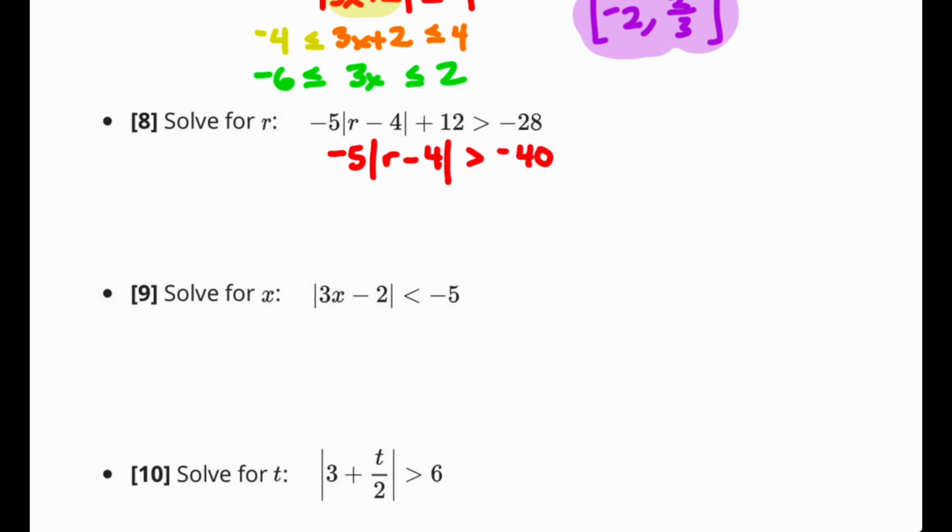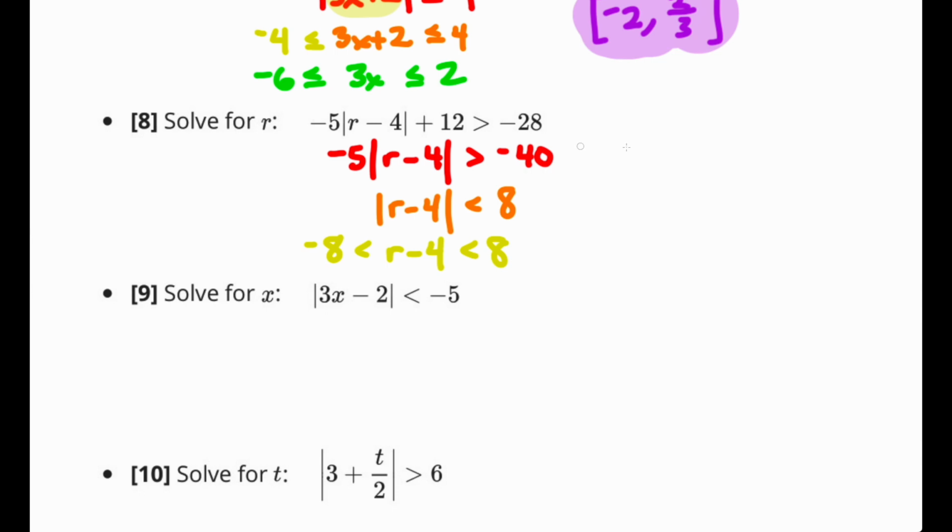End up with something like that. Divide both sides by negative 5. You're going to have |r - 4|. Now this is actually going to flip because I divided by negative 5. So you're going to have the absolute value of r minus 4 is less than 8. Now remember, if it's less than, you need to set up that compound inequality. Negative 8 is less than r minus 4, which is less than 8.